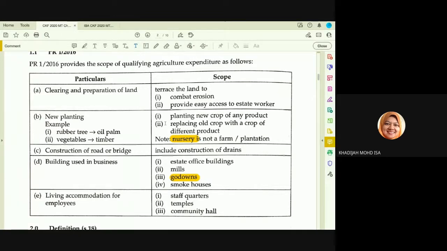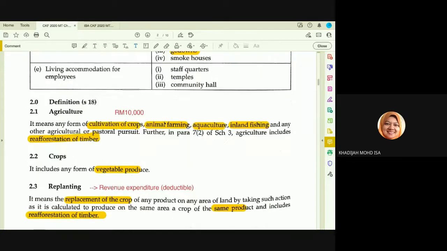Construction of road or bridge, which includes construction of drains. And then you have building used in business, for example, office buildings, mills, and godowns. Have you heard of godowns? Malay cakap gudang. It's a warehouse. And smokehouses. All these are examples of buildings used in business. And living accommodation, for example, your staff quarters, the temple, the community hall. So all this is for the welfare of the workers.